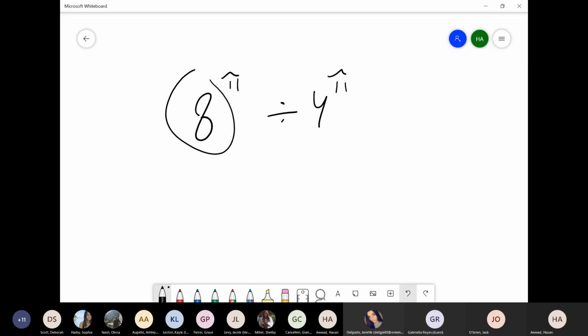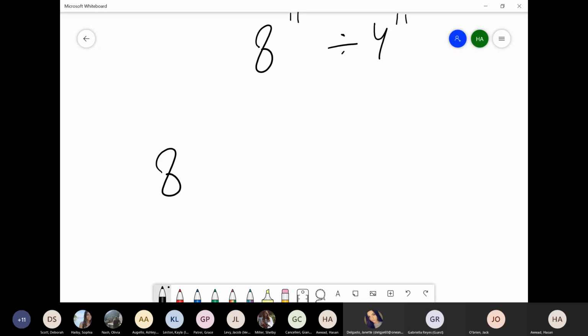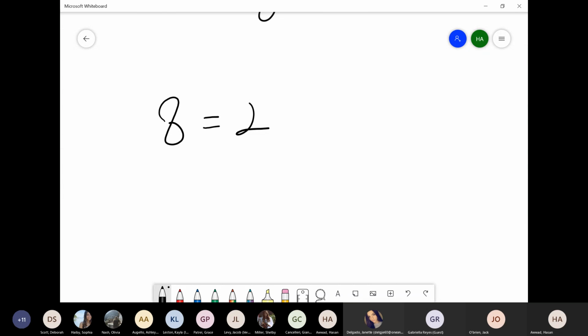So luckily for us, both 8 and 4 are powers of 2. We can change 8 to be a power of 2, and we can also change 4 to be a power of 2. So let's ignore the pi's for a second. Let's think about 8 in terms of 2 and 4 in terms of 2. The reason I'm doing this is I want to have the same base. I want to have 2 and 2, right? If I have the same base, then I can do my exponent rules, and we can go from there.